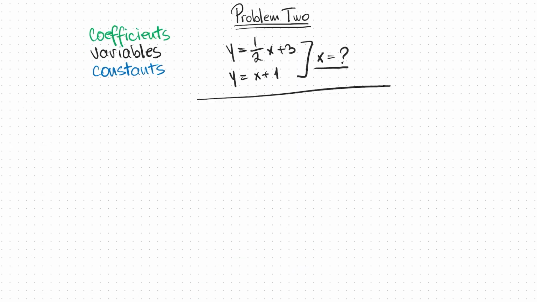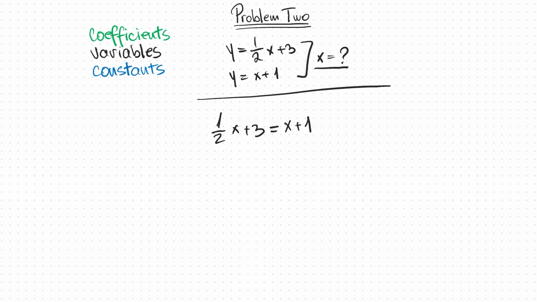And now we're going to be moving on to problem 2. It says that y equals 1 over 2 times (x plus 3) and y equals x plus 1. And then given that, we need to find out x. In order to do that, we need to set an equality sign between the two equations. So that will be 1 over 2 times (x plus 3) equals x plus 1.